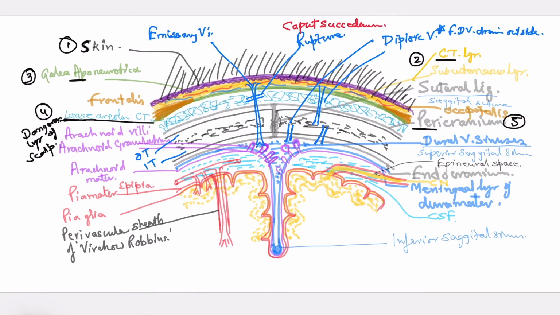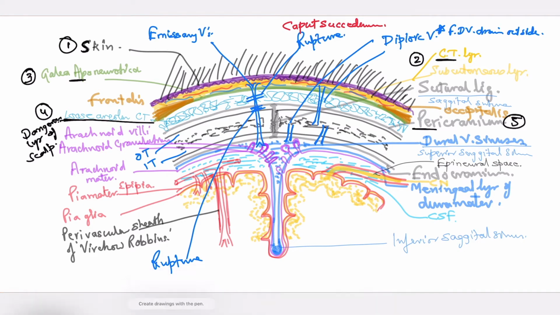One other such clinical condition is with the rupture of emissary veins below the pericranium. So if there is rupture of these vessels below the pericranium, what will happen?